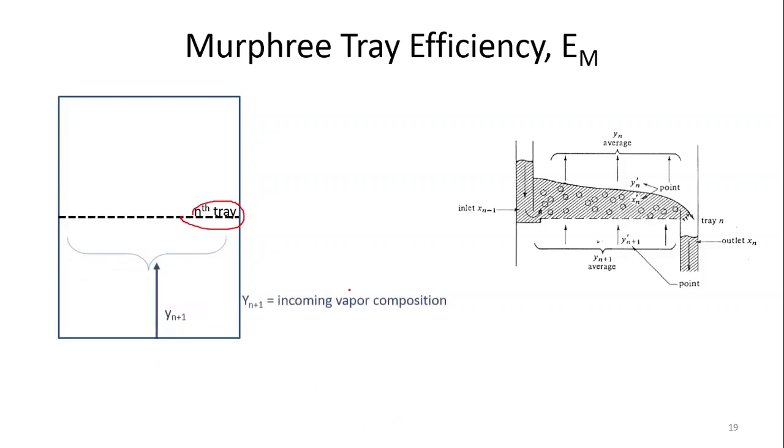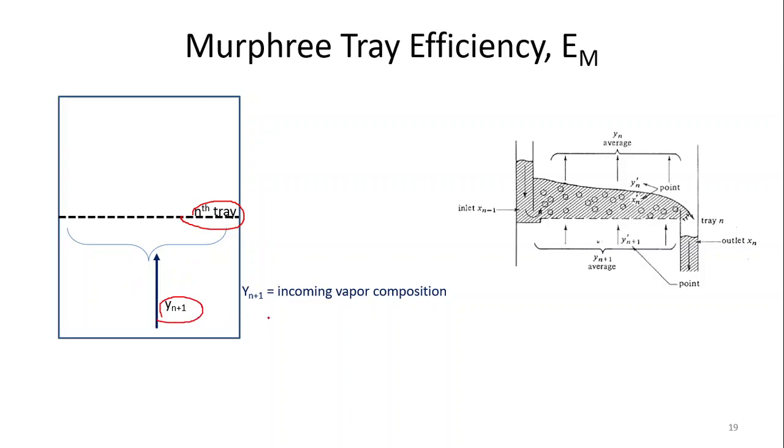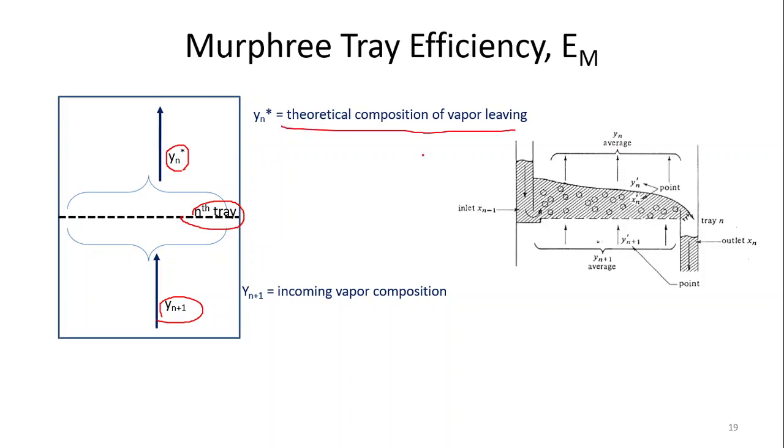What happens if any vapor is coming into the tray, that is yn plus 1, the incoming vapor having the yn plus 1 composition. Then the vapor leaving the nth tray has composition yn star, the theoretical composition of vapor leaving the nth tray. If the tray is 100% efficient, then the vapor leaving this tray is in equilibrium with the liquid available on the tray. So that is called a theoretical composition.